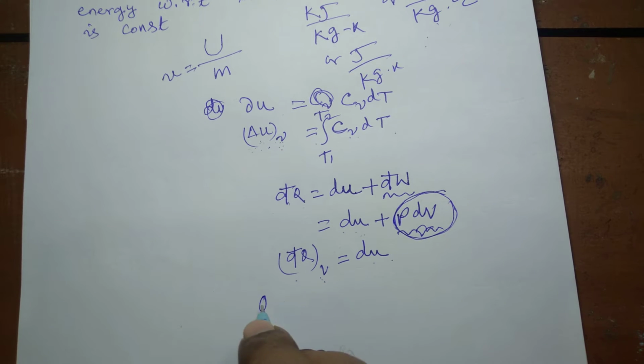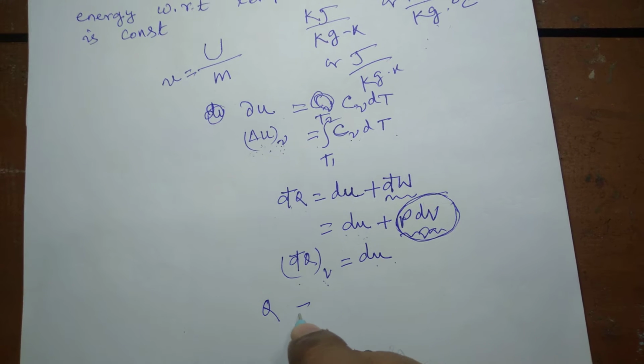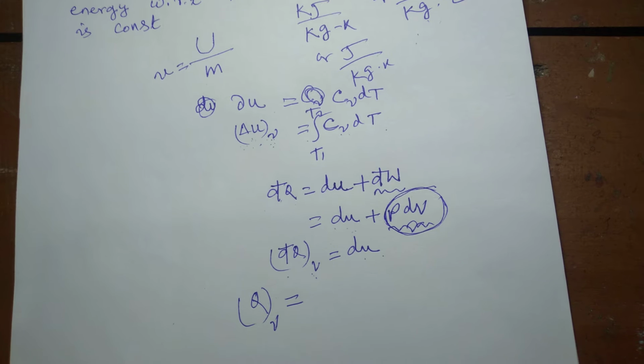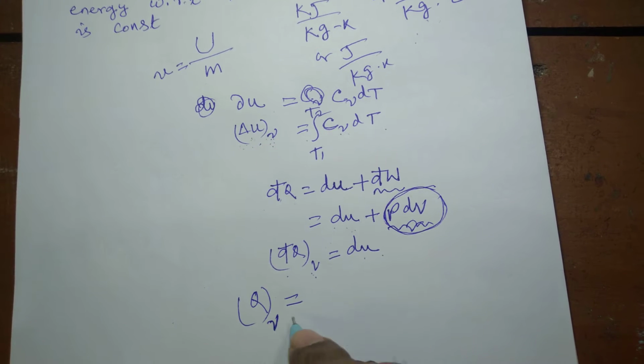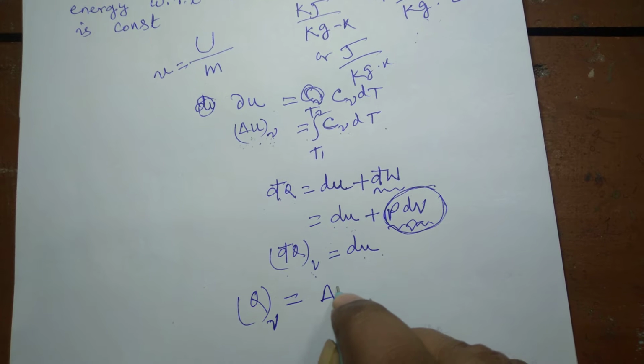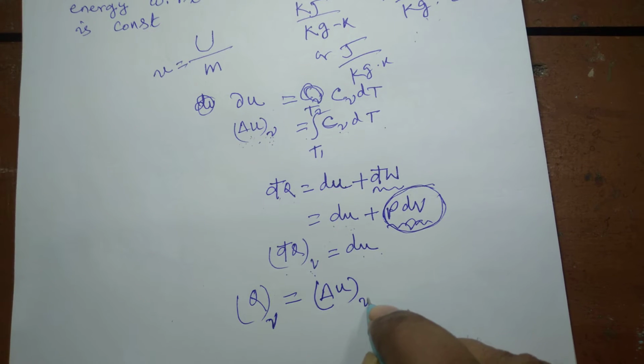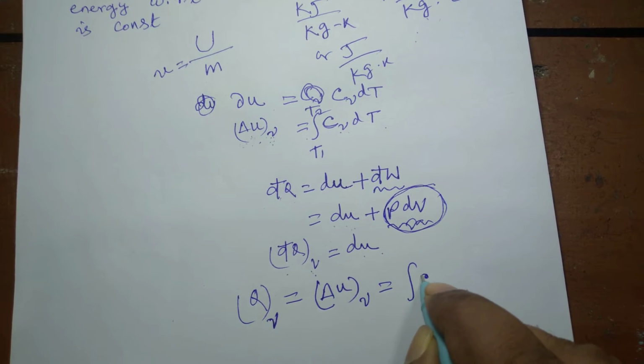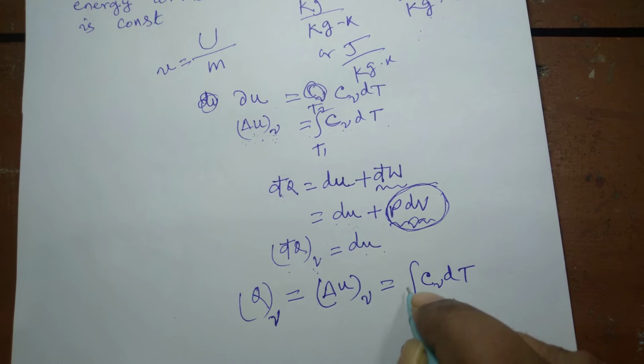On integrating, this becomes Q. The heat added to the system during a constant volume process is nothing but equal to delta u_v, and that is equal to the integral of Cv dT. That I can write.